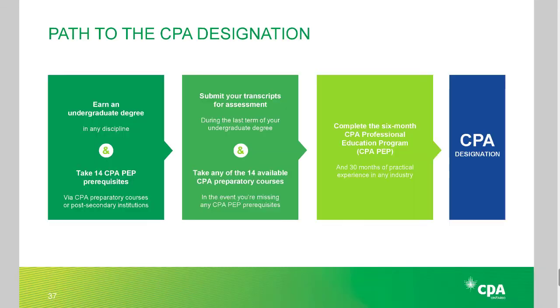All right, so just to review, you've got your degree already. You'll take these 14 prerequisite courses, or possibly less than 14, depending on a transcript assessment result from CPA, if you believe you have some exemptions. And then you'll submit your transcripts during the last term of your degree.